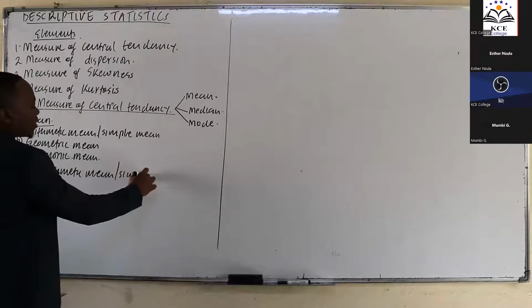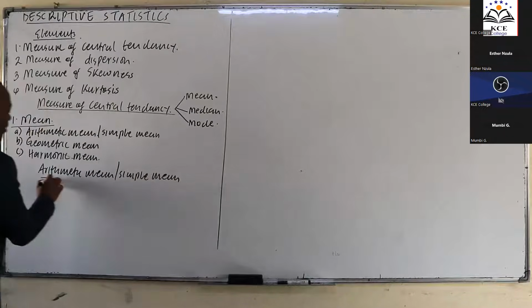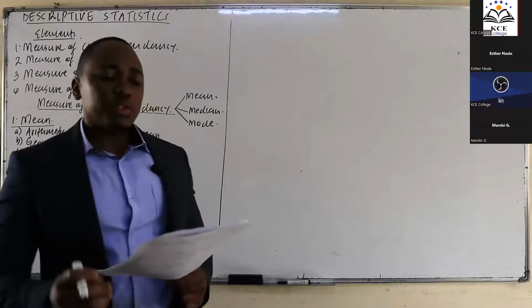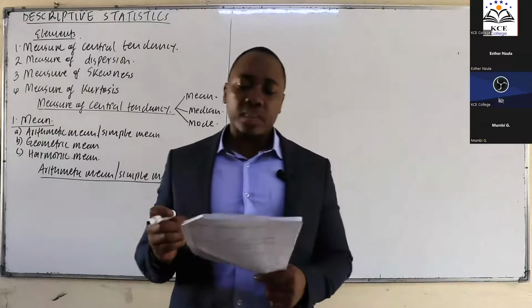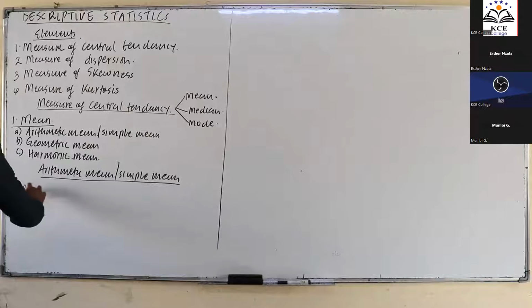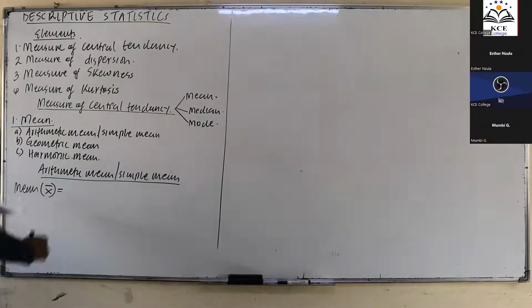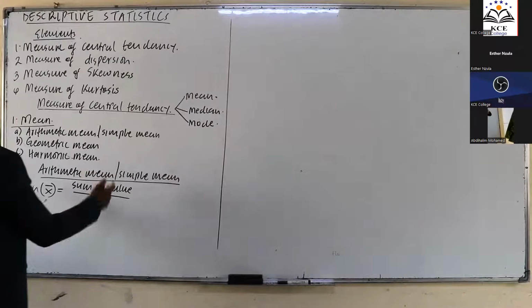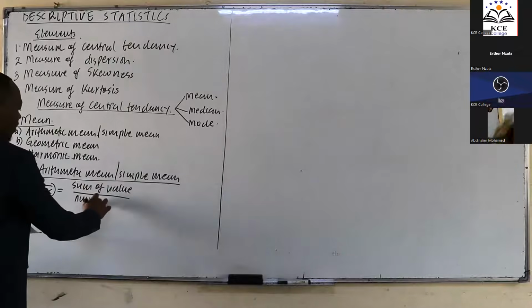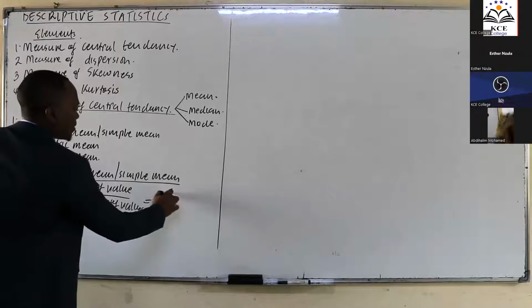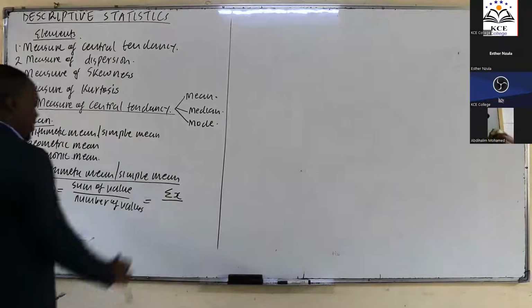Or the simple mean. They're saying that it's all about taking the total, then you divide by the number of items. So this is obtained by dividing the sum of the values by the number of values. That means to get the mean, denoted by X bar. Whenever you see the X bar, that represents the mean. So you take the sum of the values, you divide by the number of values. That means it is the summation of X, then you divide by F.